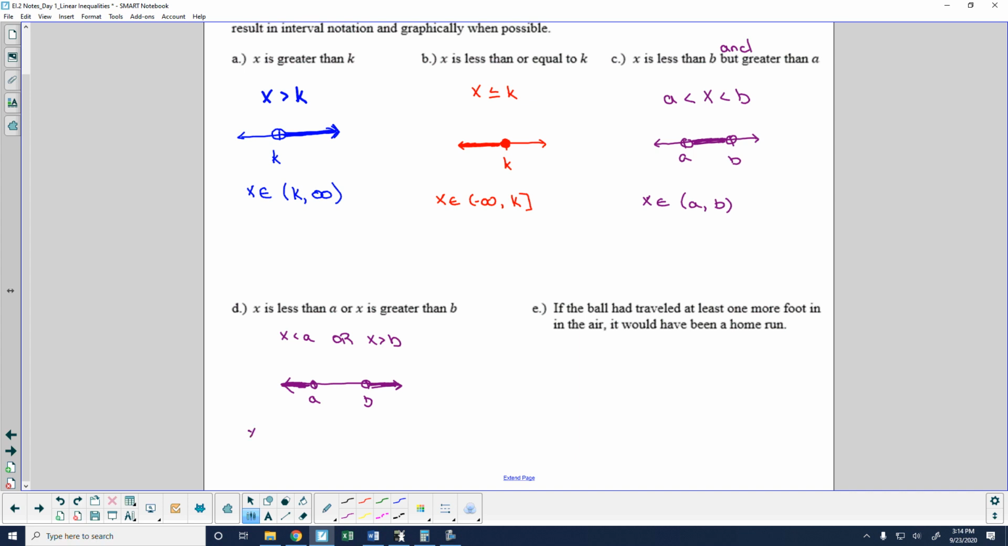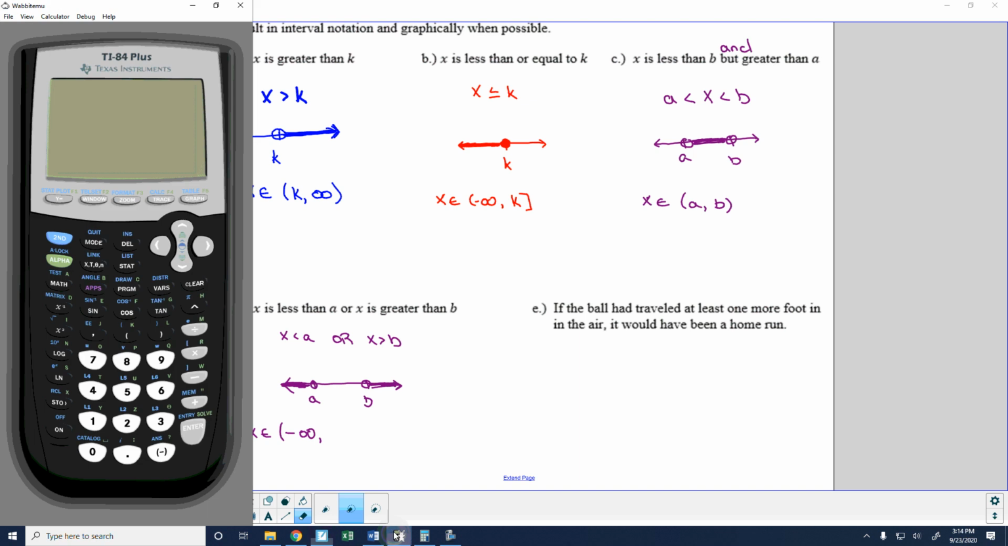In interval notation, x exists within. So if I look at that shaded region, the furthest we get to the left is negative infinity. Then we go from negative infinity, it's shaded all the way up to a. So we're going to close this parenthesis at a.